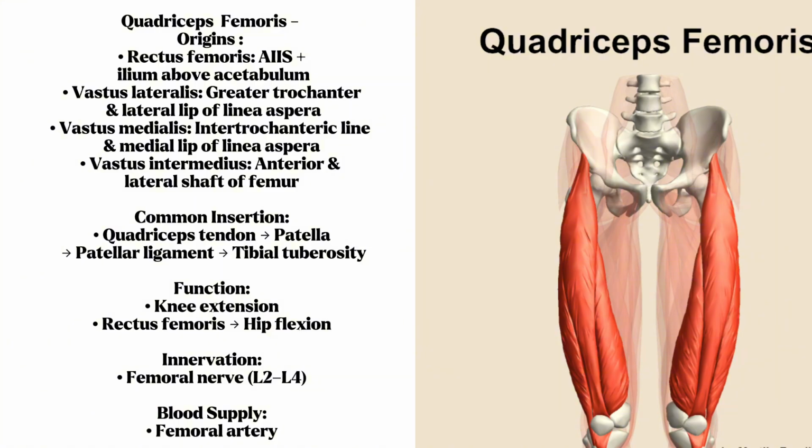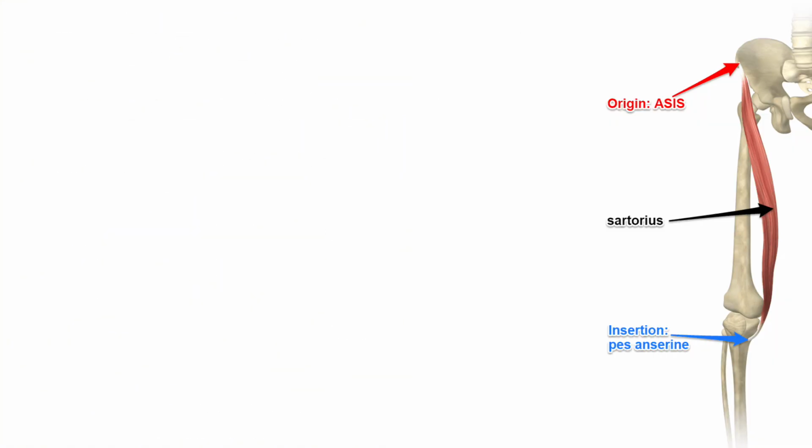All four muscles join to form quadricep tendon, insert on patella, and via patellar ligament insert on tibial tuberosity. All are innervated by femoral nerve, and blood is supplied by femoral artery. Function of quadriceps femoris muscle is to extend the leg at the knee joint. In addition, rectus femoris also flexes the thigh at the hip joint.